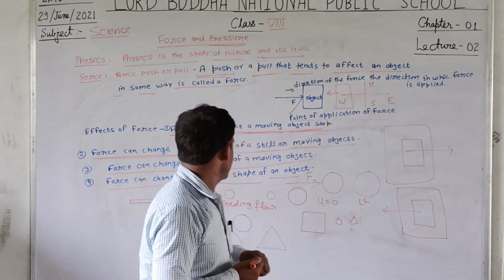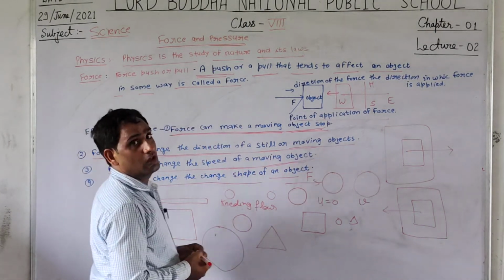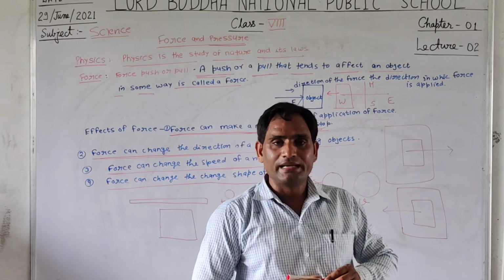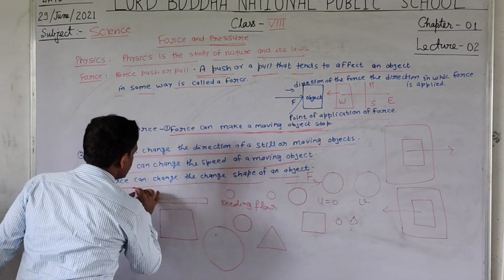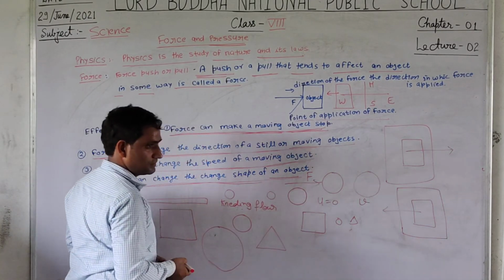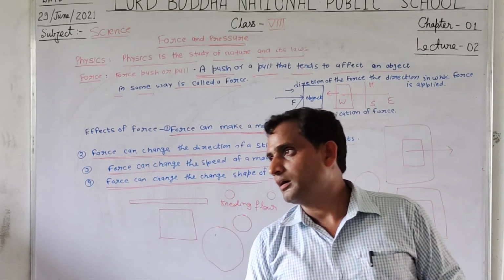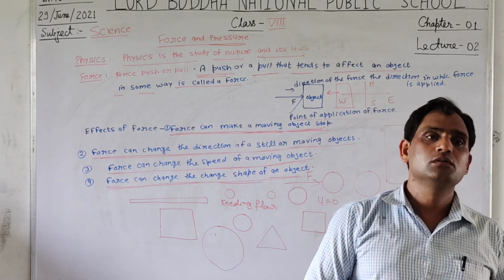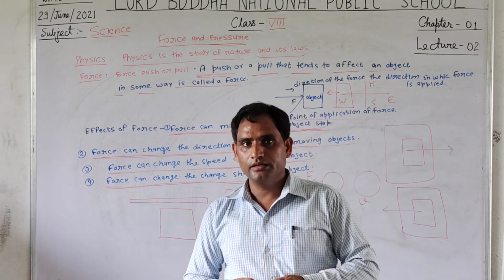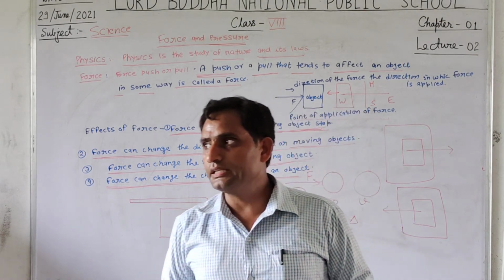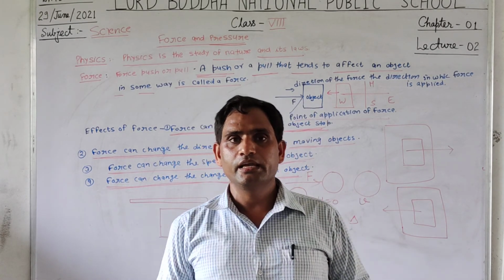Clear? Next, force can change the speed of a moving object. When you apply the brakes, your bicycle will slow down. And force can change the shape of an object. When you throw a stone on a glass, it shatters into pieces, and the pieces will be in different shapes. In this way, we see the effects of force. In the next video, we will discuss the types of force.